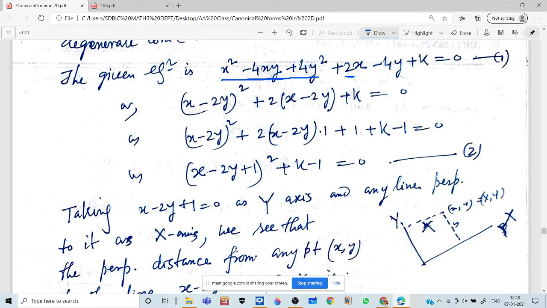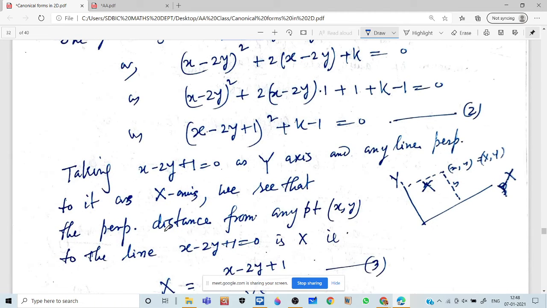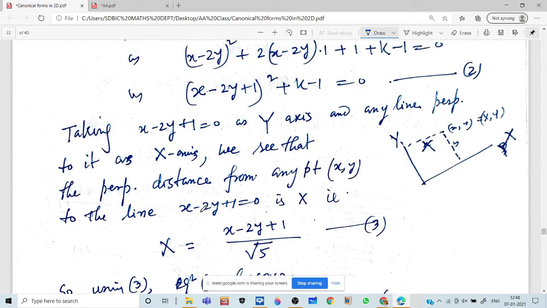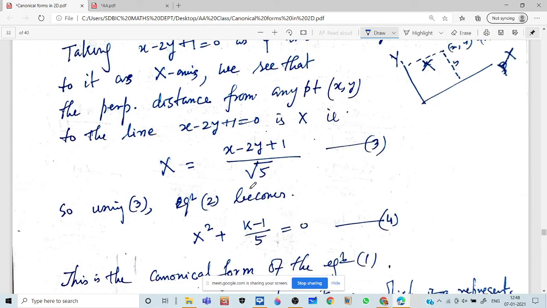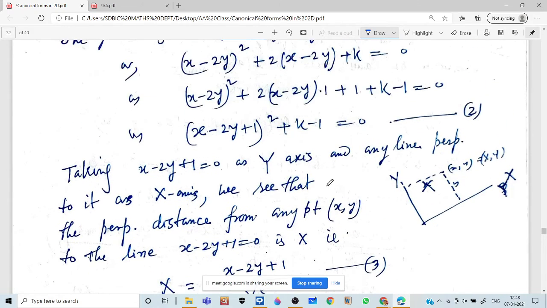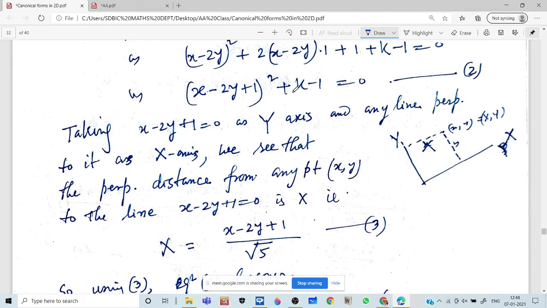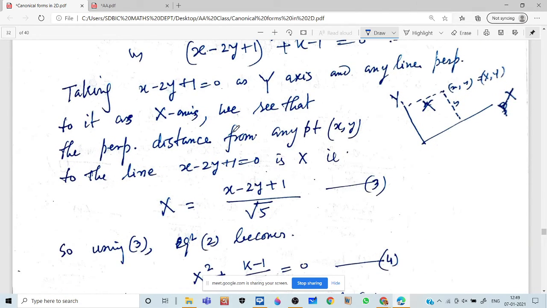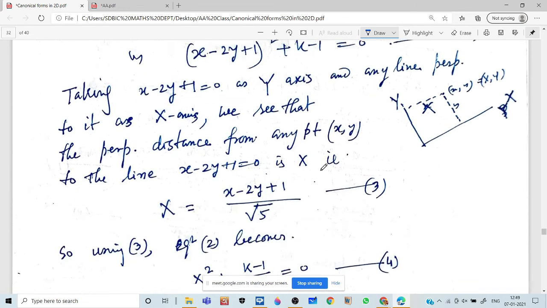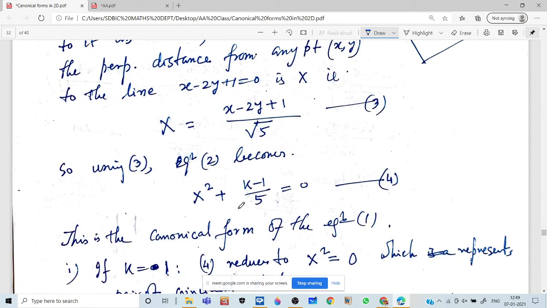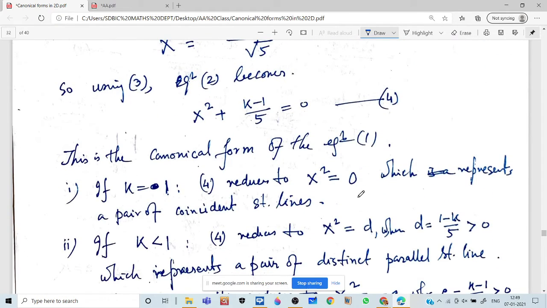Taking this equal to 0 as the y axis and any line perpendicular to it as the x axis, we see that the perpendicular distance of any point is equal to this. So X dash square is equal to (k minus 1) by 5. Put this substitution, capital X equal to this. So the equation becomes capital X dash square plus (k minus 1) by 5 equal to 0.